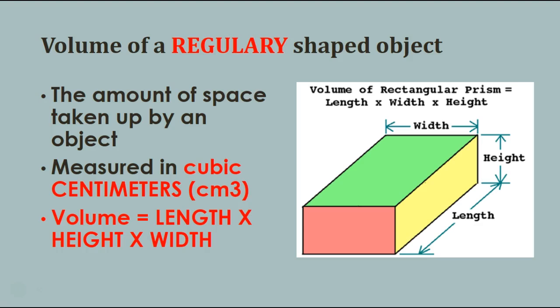So volume of a regularly shaped object: volume is the amount of space taken up by an object, and it's measured in cubic centimeters. And the formula for this is to multiply the length times the width times the height.